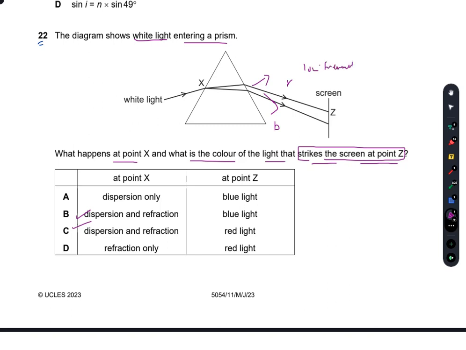So red color will go on to hit the screen at Z. So it would be red light. C would be the right option.